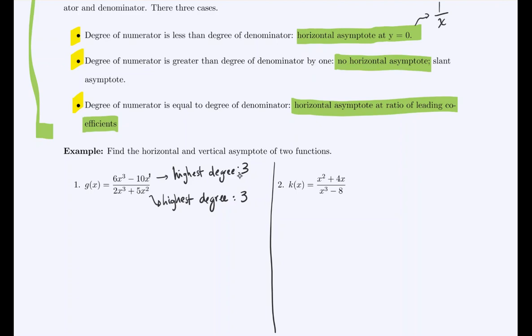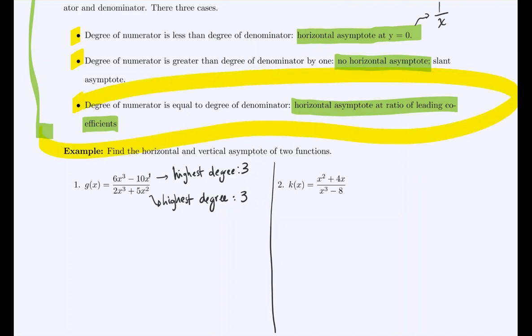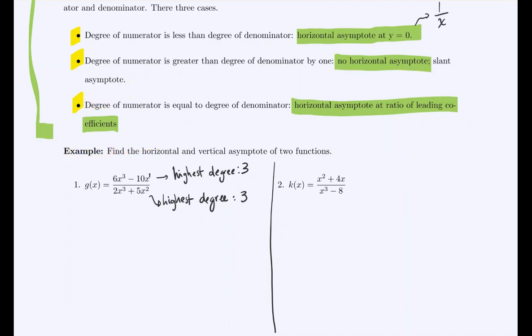In this case, the highest power is equal on the top and the bottom. So we have a horizontal asymptote, and it will be equal to the ratio of the leading coefficients. Now, what does the ratio of the leading coefficients mean? All it means is that you isolate the highest power term on the top, the highest power term on the bottom, and you look at what number is getting multiplied by the x term.